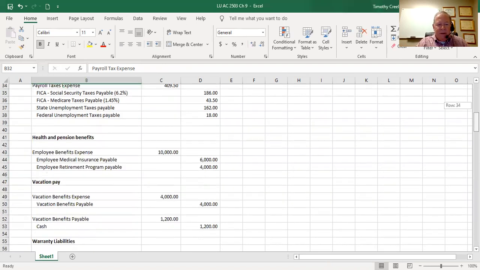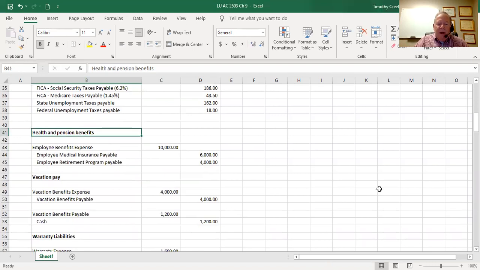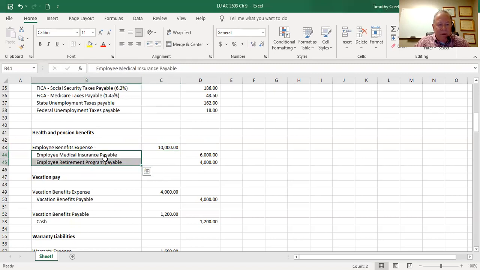Now, some other things here: health and pension benefits. Most companies pay the majority of their employees' health care benefits. So if a company is paying employee health care benefits, you would have a debit to employee benefits expense, and a credit to employee medical insurance payable and employee retirement program payable. So let's say that a company was paying 80% of their employees' medical premiums, then this account would be credited here.